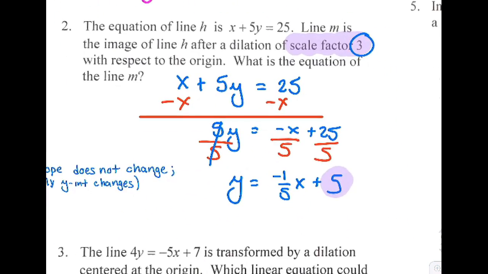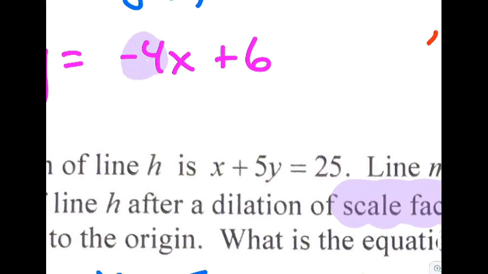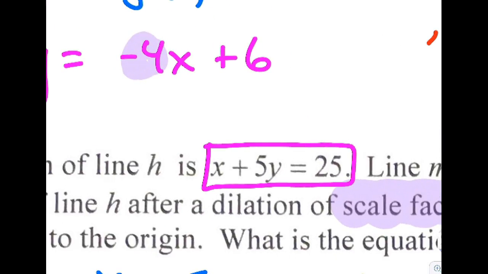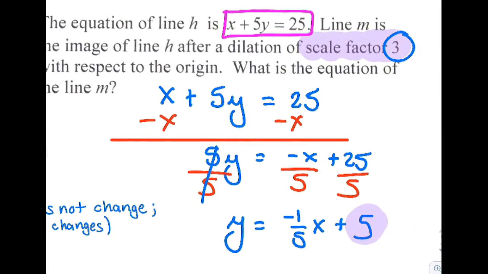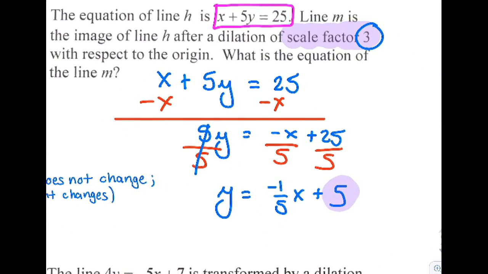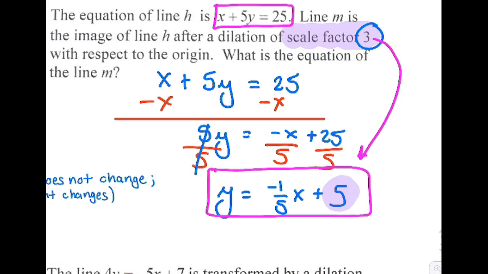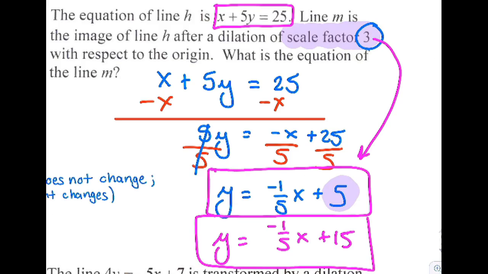Number 2 is the same idea, except the line that they give you to start off with is not in the correct form. So the work I'm showing you there, that was on the board in class, is just me rearranging the line to put it in y equals mx plus b form. This is the same line they gave me, but it's in y equals form. Then you take the scale factor and multiply it by the y-intercept, and that is my final answer: y equals negative 1/5 x plus 15. Notice again, the slope never changes, just the y-intercept by the scale factor.